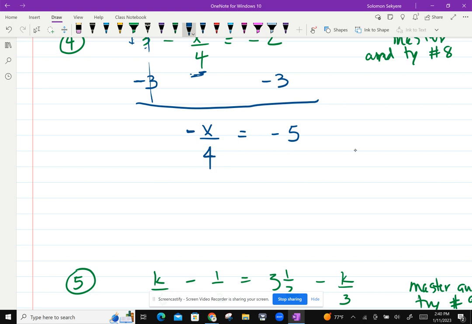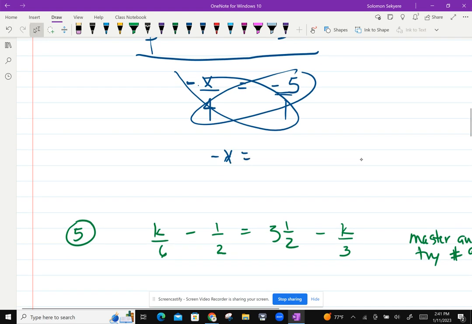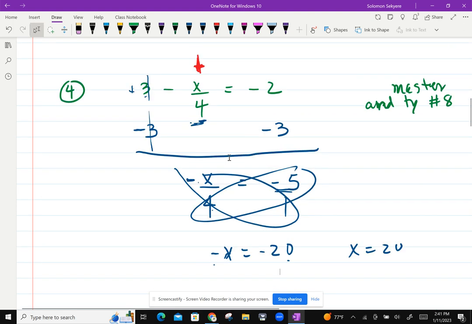What do you do next? Your fraction on the left, you make this look like a fraction by making it over 1. And then you cross multiply. You have negative x times 1 equals 4 times negative 5, negative 20. So negative x is negative 20. X is 20. You're interested in x. Okay, we're done with that one. So master this. Rewatch the video, redo it, get the same answer, and go and try number 8.